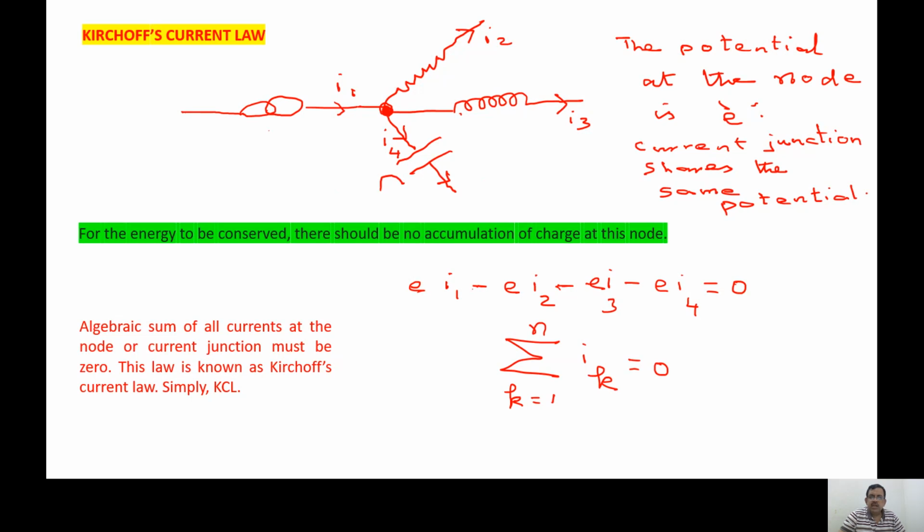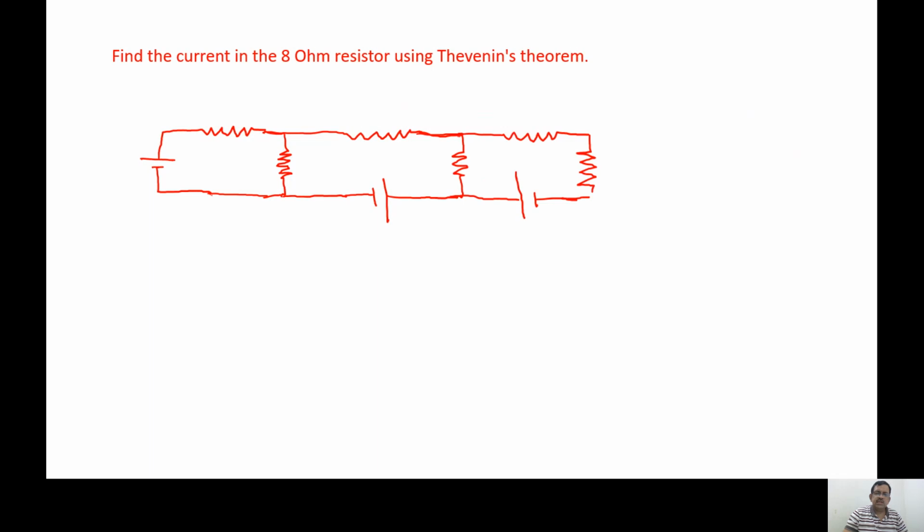Okay, so in today's class we will see what this Thevenin's voltage theorem is, or simply Thevenin's theorem. Let us take this problem and try to analyze it: find the current in the 8 ohm resistor using Thevenin's theorem. The circuit is like this, with the components noted.